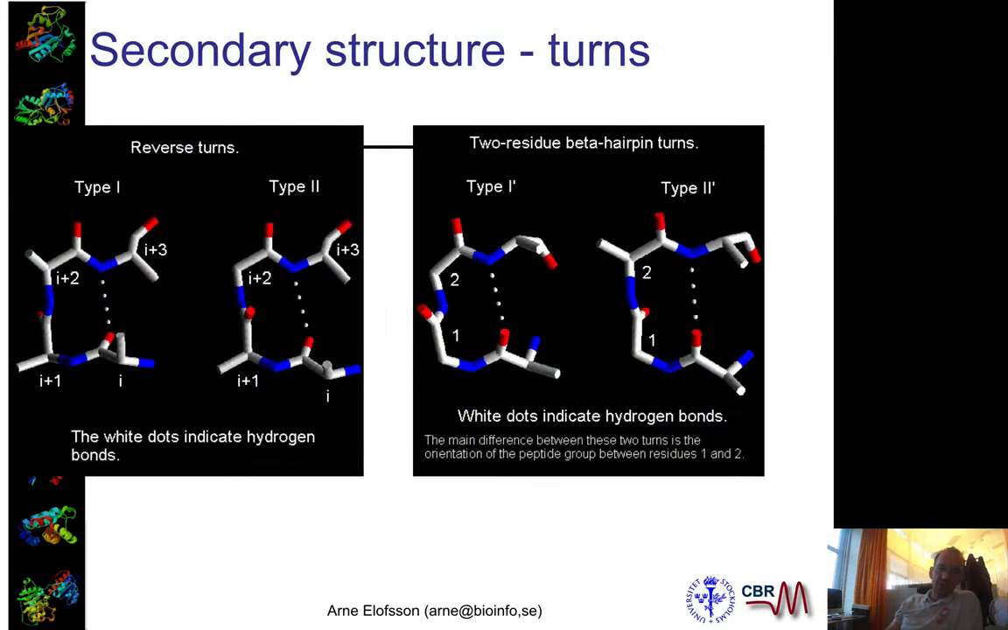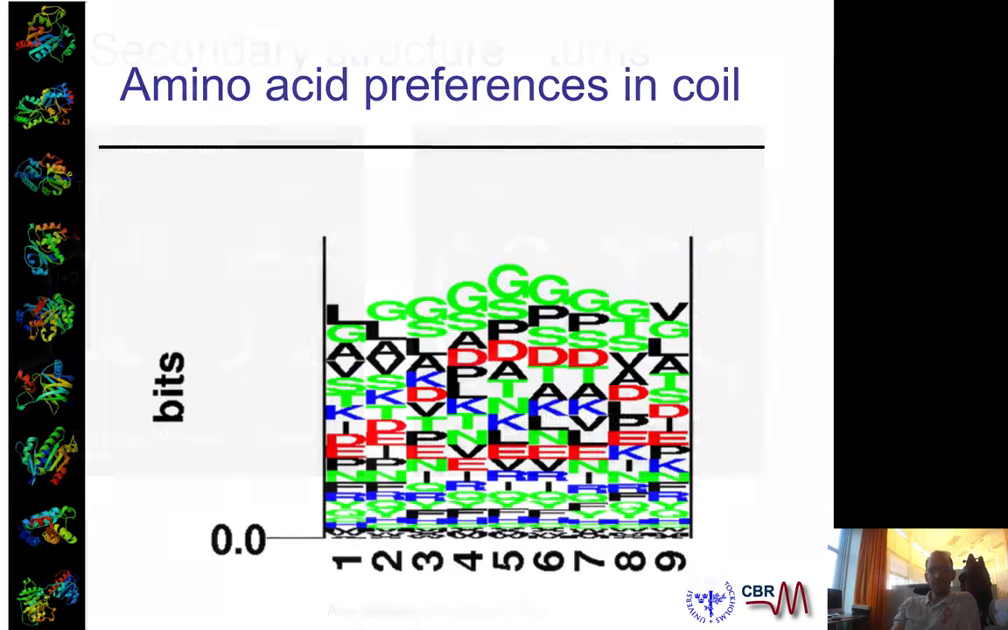And then there are, of course, specific patterns for specific turns, for instance. You have type 1 and type 2 reverse turns and beta hairpin turns, and there you have particular glycines in particular positions. That's the only way to have this flexibility. So generally, for coil preferences, if you take that all together, glycine is the most frequent amino acid, and proline is also frequent, but many other amino acids are there too.